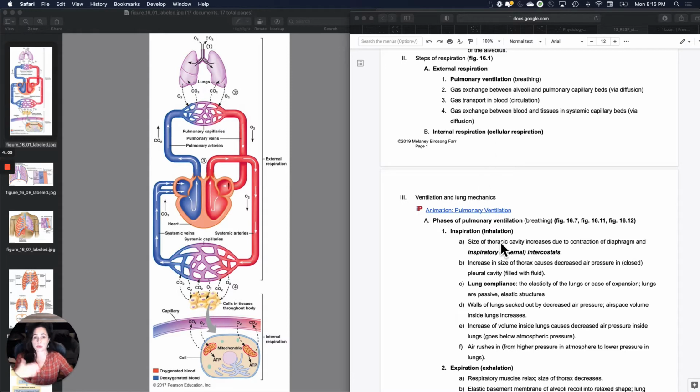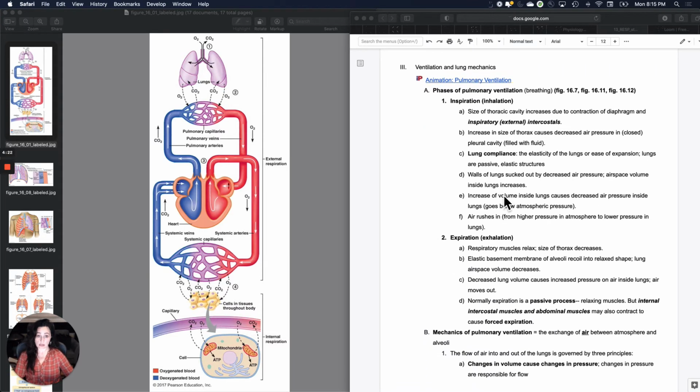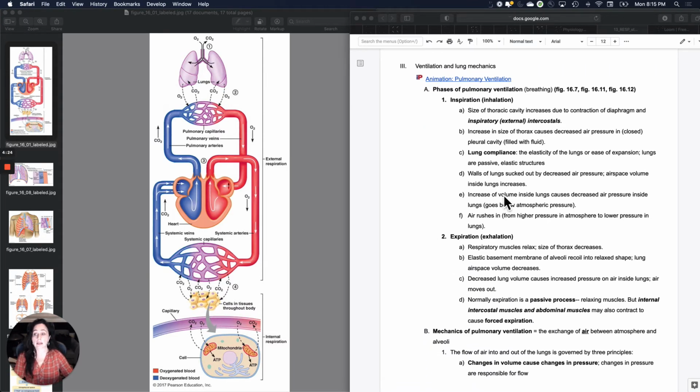And then we'll go through each of the other steps. Gas exchange, pulmonary capillary beds, gas transport, and then we won't do cellular respiration because you did it at the beginning of the semester and you don't want to do it again, and neither do I. So now let's start with the concepts of ventilation, or pulmonary ventilation, and lung mechanics. Let's start with those concepts.